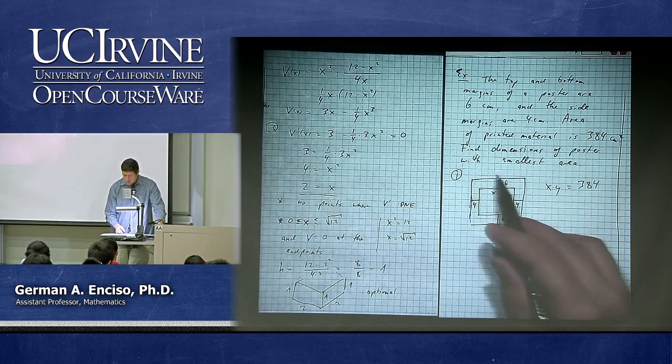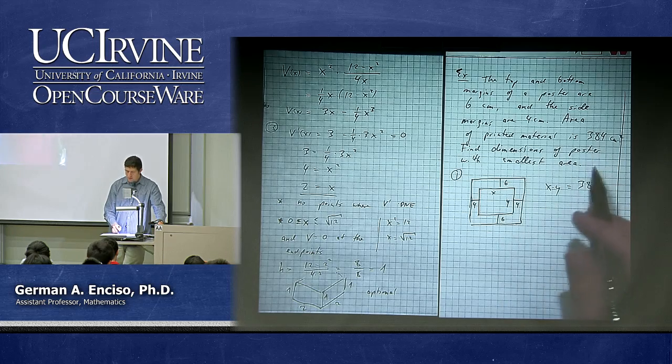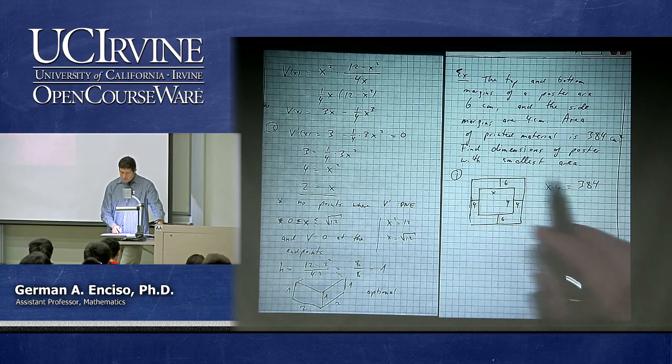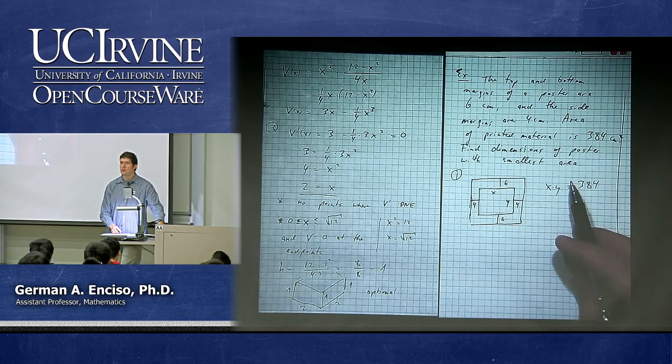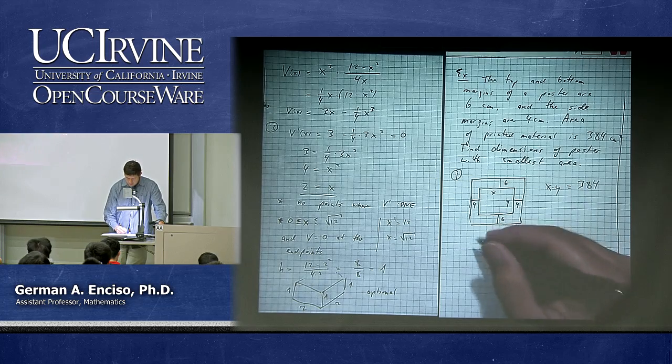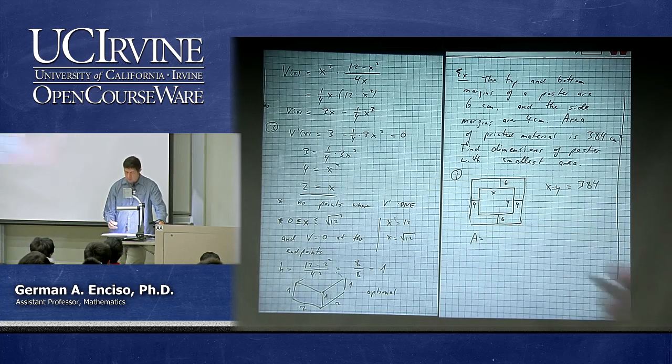Find the dimensions of the poster with the smallest area. So now we're calling something also area, but it's a different area. In here, they refer to the area of the whole poster, not just the printed material. What is the area of the whole poster? Let's call this A.